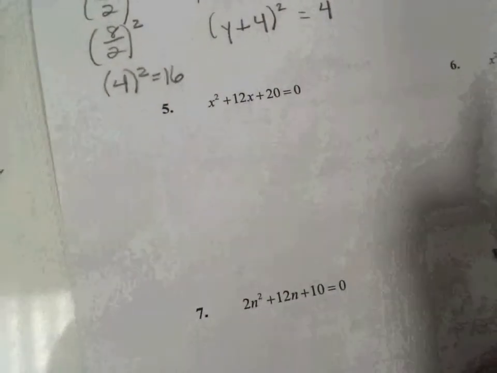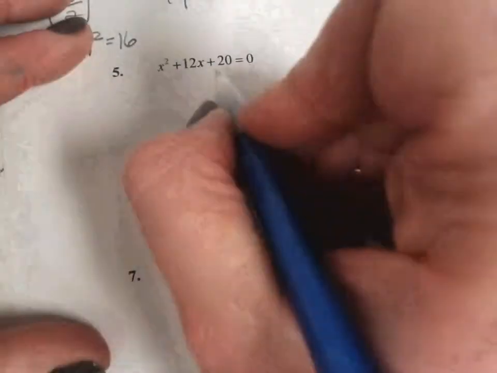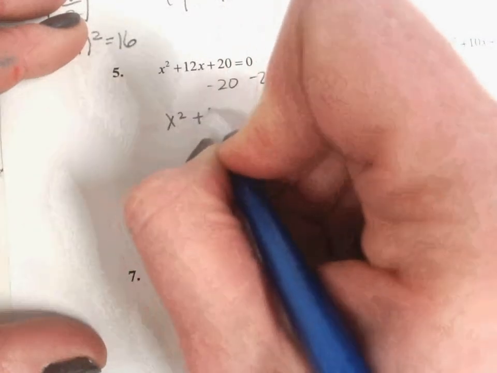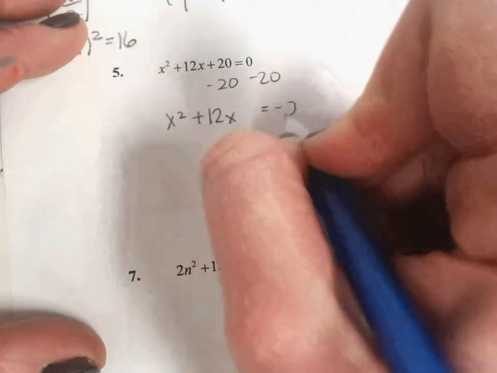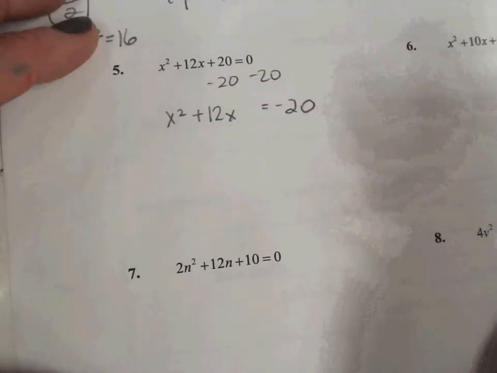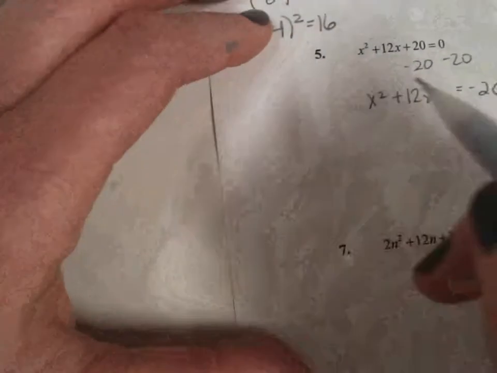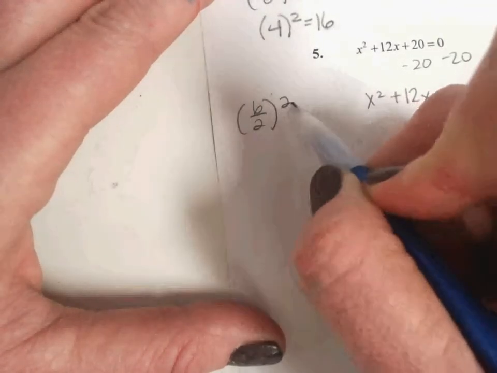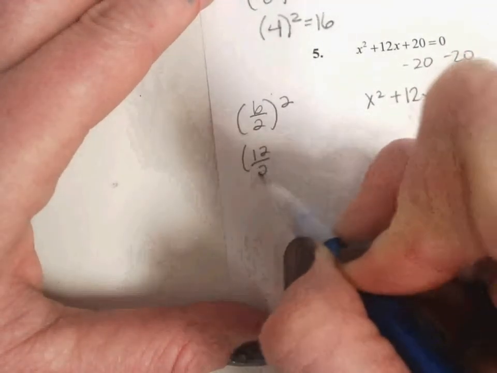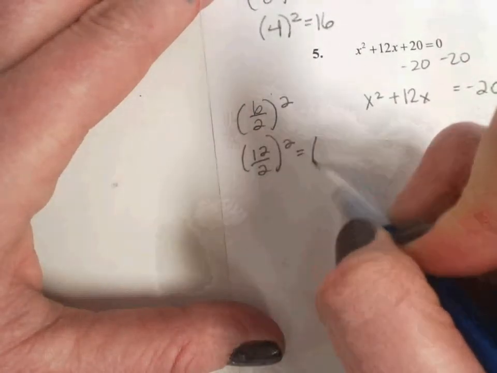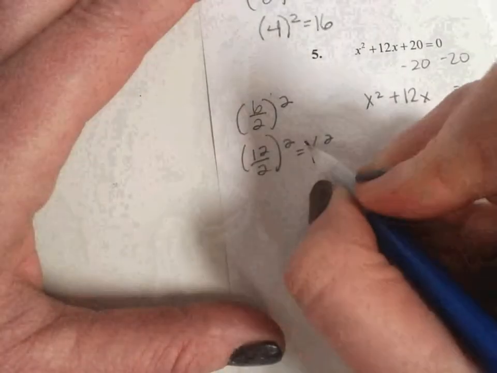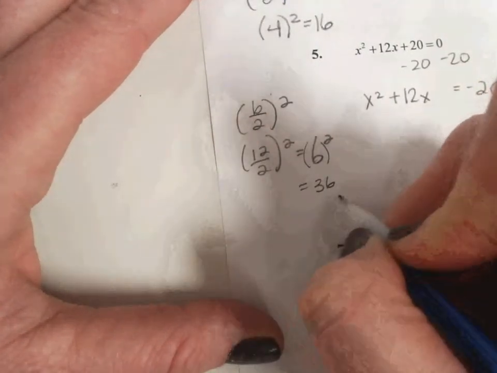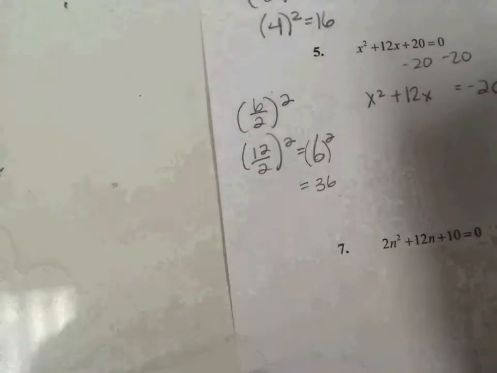Number 5, we subtract the 20 from both sides. So x squared plus 12x equals negative 20. Go over to the side, and we do b divided by 2, and we square that. So that's 12 divided by 2 squared, or 6 squared. 6 squared is 36. So 36 is what we're going to add to both sides.